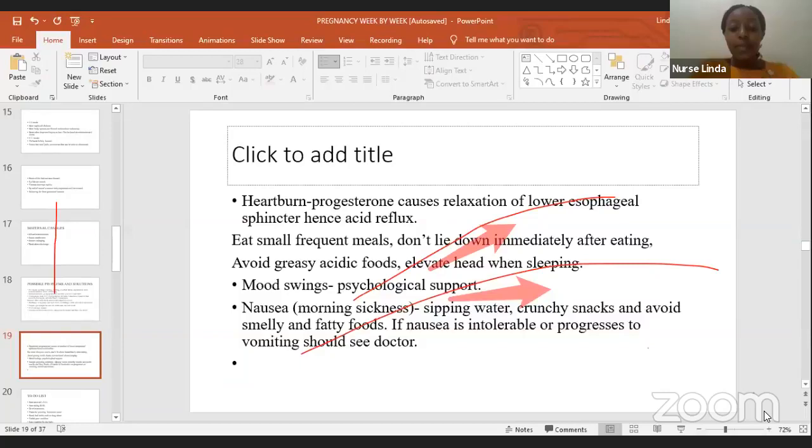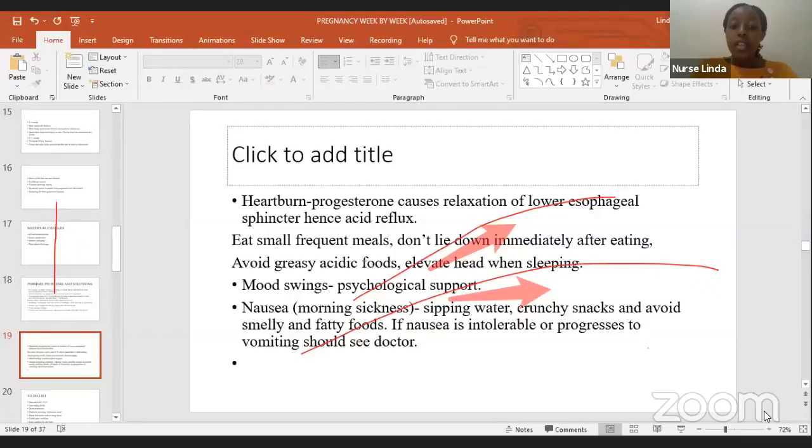Okay? And then we also have nausea, which is very common. That is commonly referred to as morning sickness. So they can just sip some water, have some crunchy snacks like crisps, they can take in biscuits, and they also need to avoid smelly and fatty foods. And if the nausea is beyond their control, they need to see their doctor. We also have some women who experience vomiting, and they should see a doctor so that they can be managed properly.